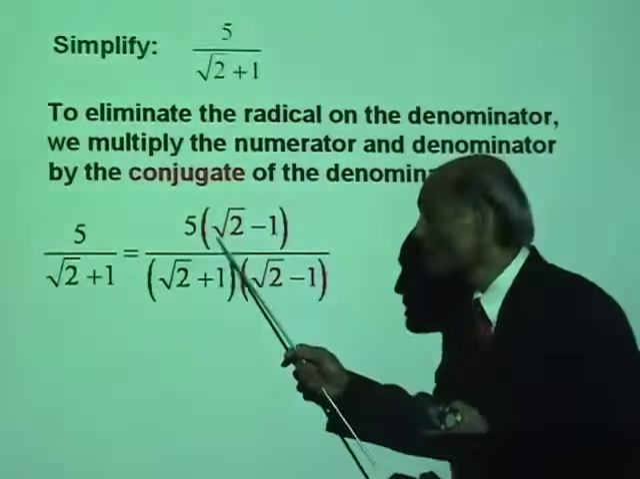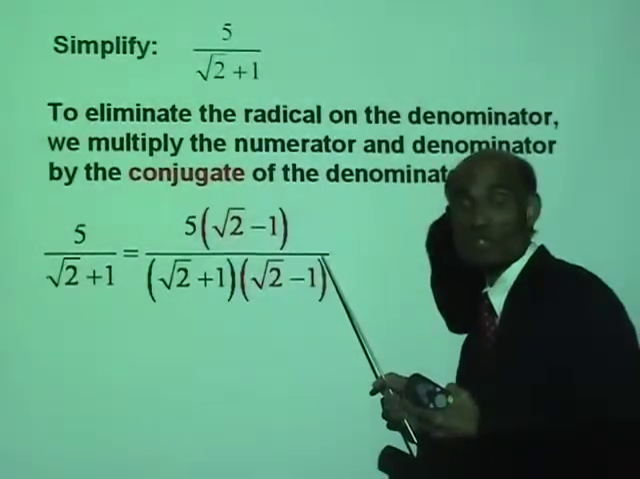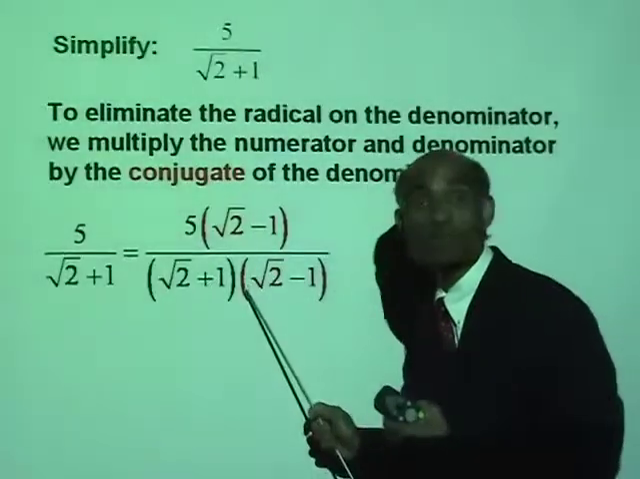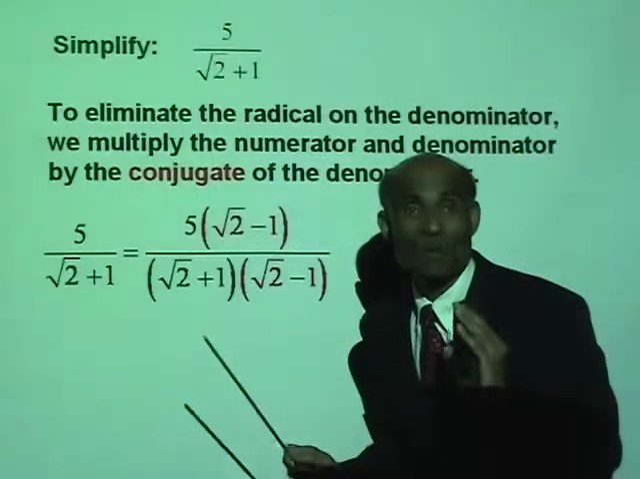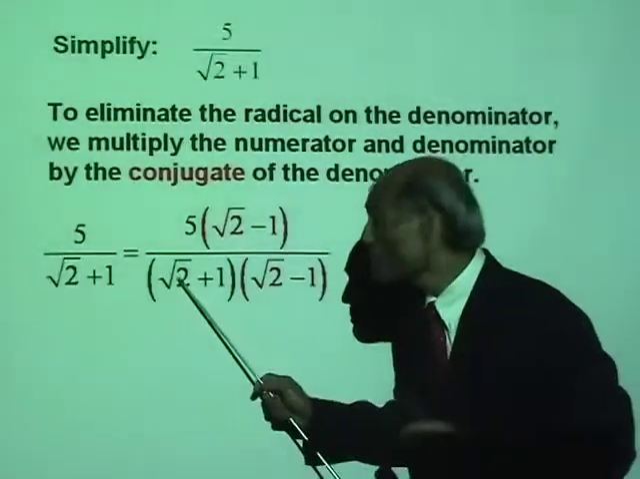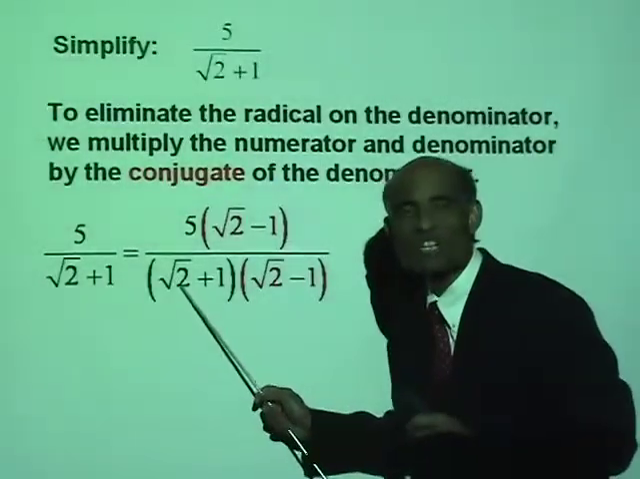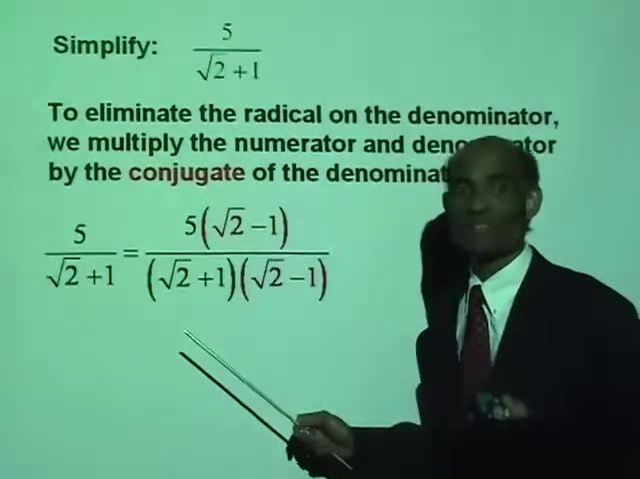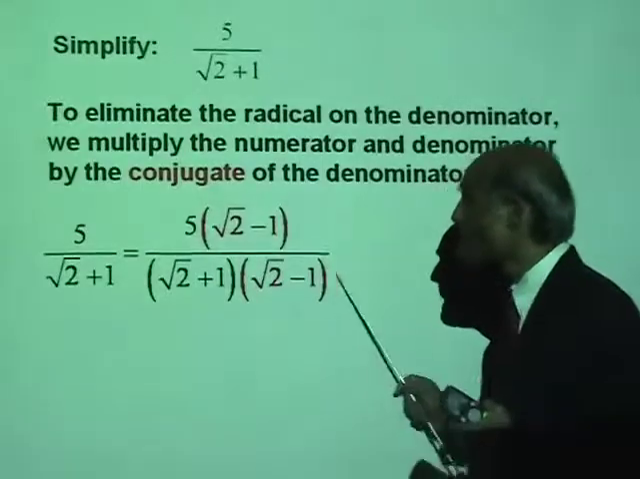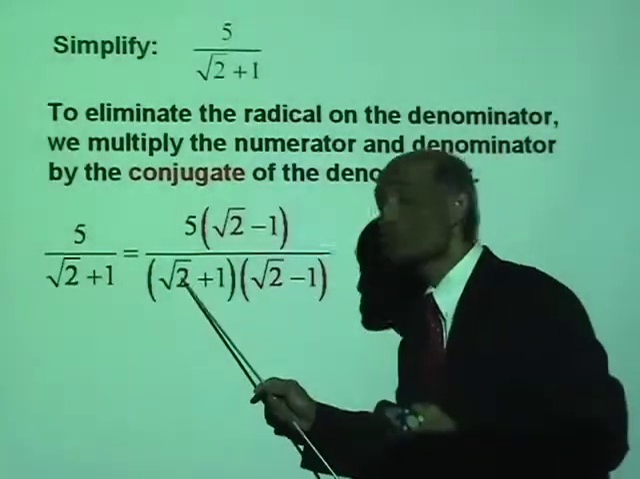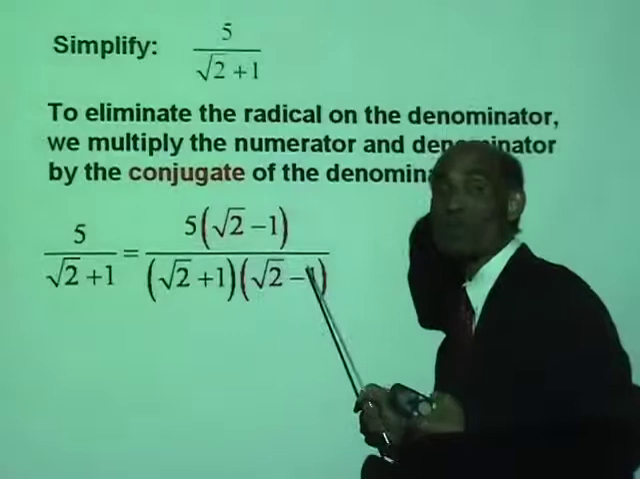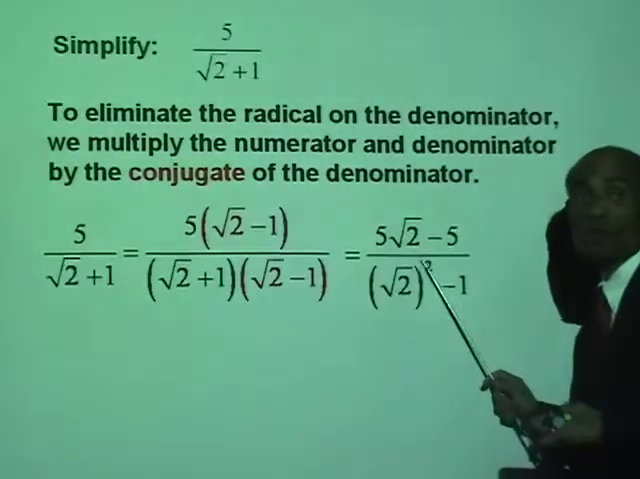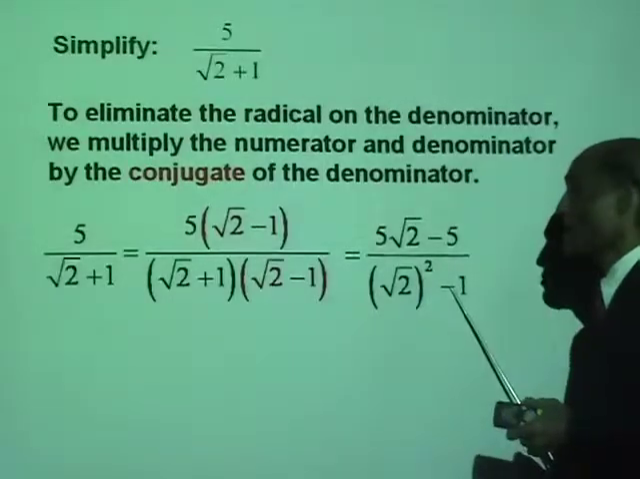If you want, you can cancel them. Is that right? Yes. But do we want to cancel them? No, because we wrote it for a purpose. What is the purpose? The purpose is to rationalize the denominator, to remove the radical sign from the denominator. So what is my denominator now? (√2 + 1)(√2 - 1) is (√2)² - 1.